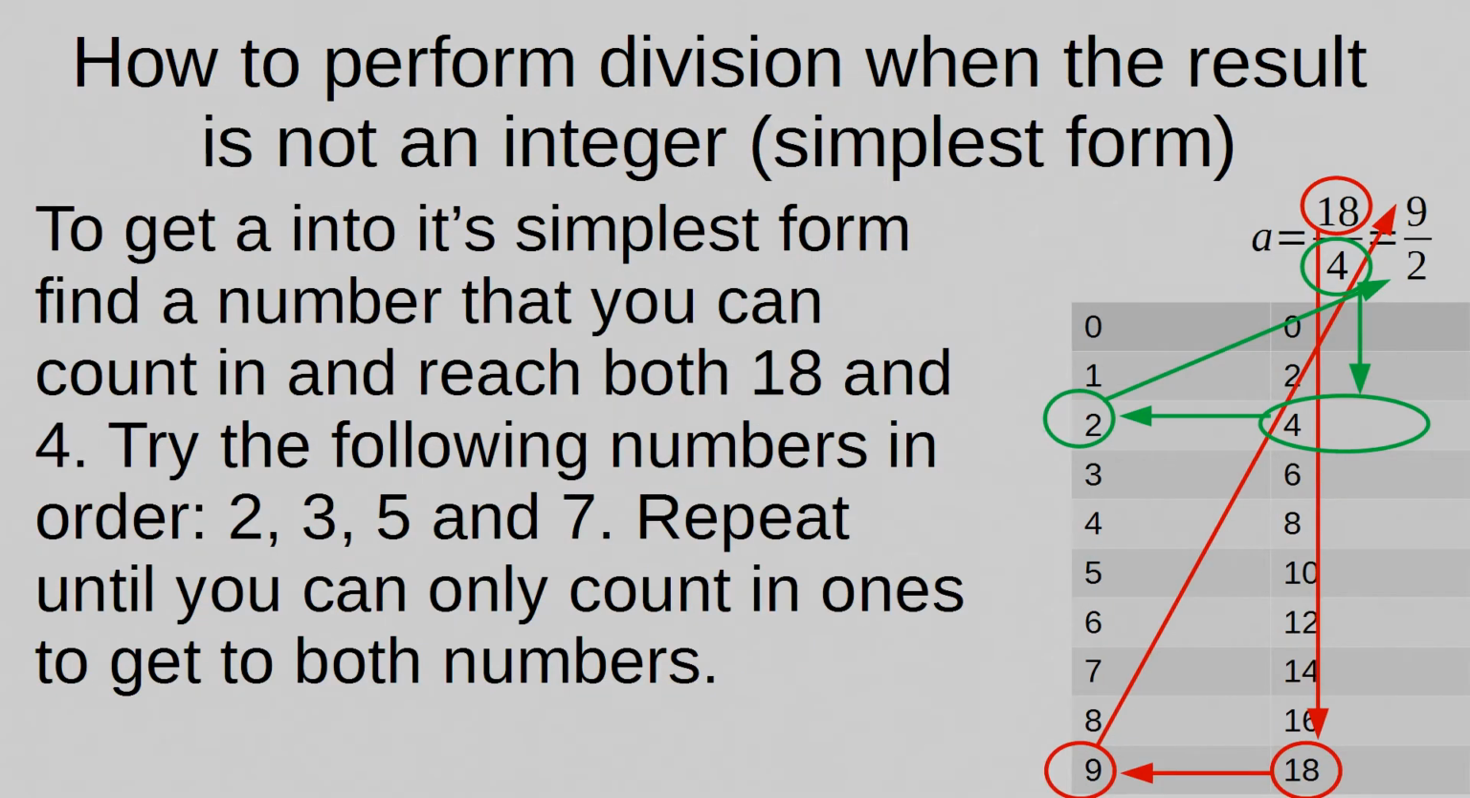Another way of representing the result of a division is to write it in its simplest fractional form. In order to do that, you need to find a number that you can count in to both the numerator and denominator. In this case, we can count in 2s. So counting in 2s, I get down to 4, and that means I've counted 2 numbers, so I can replace the 4 with 2. And with the 18, counting in 2s, when I get to 18, I've counted 9 numbers, so that is my result for the numerator. You may need to repeat the division process more than once to simplify a fraction.